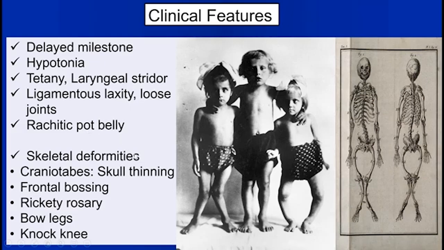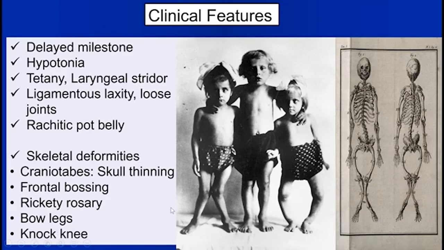Then there can also be skeletal deformities. A few of them are craniotabes. Craniotabes means that because of abnormal bone formation, the skull is thinner and it can be pressed, and that is called craniotabes. Then there can be frontal bossing. Then there can be the rickety rosary that is seen around the sternum. And then we can have bowed legs. The legs are bowed, or there can be knock knees.